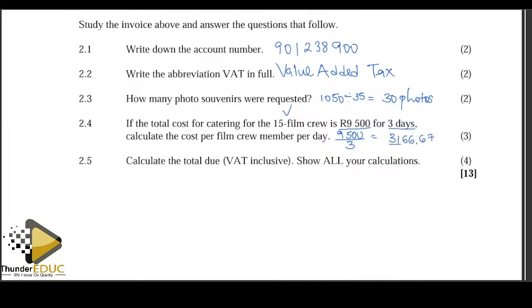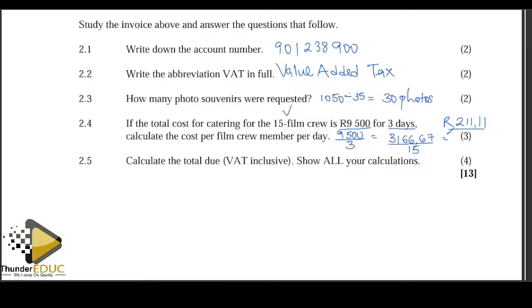Then what about per person? So we divide this again by 15. Divided by 15, and the answer ends up being 211 rands and 11 cents. Okay, calculate the total due, VAT inclusive. Show all your calculations.